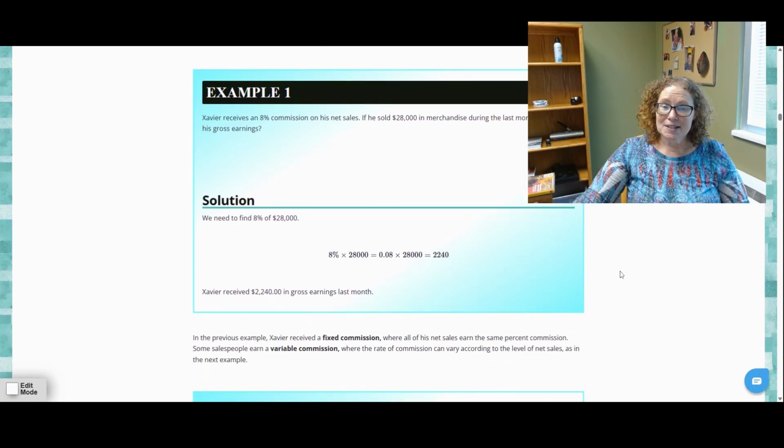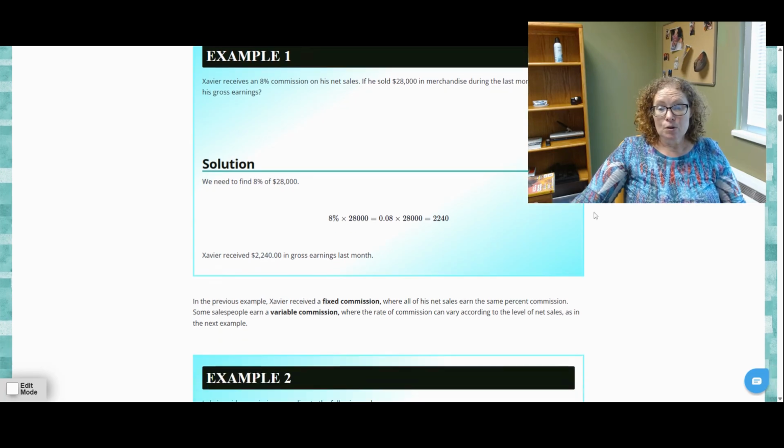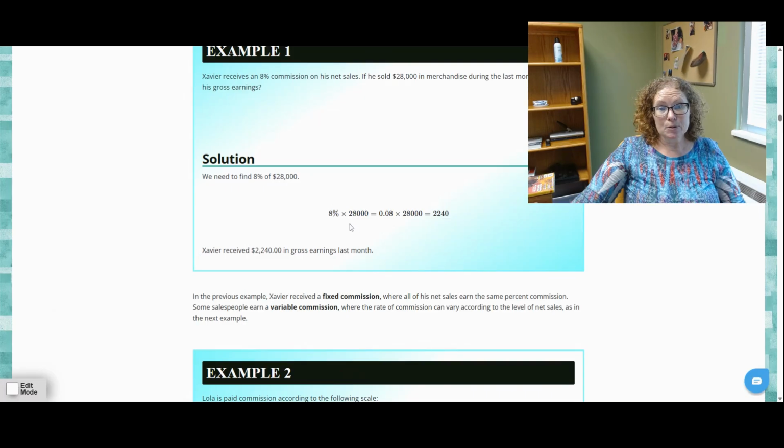So the first example, Xavier receives an 8% commission on his net sales. If he sold $28,000 in merchandise during the last month, what were his gross earnings? So we would say 8% of that $28,000 is $2,240. So that would be his gross earnings for last month.